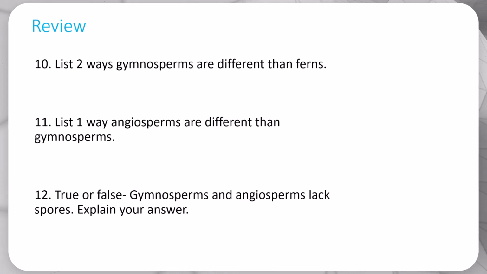Number 10, two ways gymnosperms are different than ferns. So gymnosperms have pollen and gymnosperms have seeds, so that's different than ferns. Also, gymnosperms have two kinds of spores, microspores and megaspores, whereas ferns only have one kind of spore.